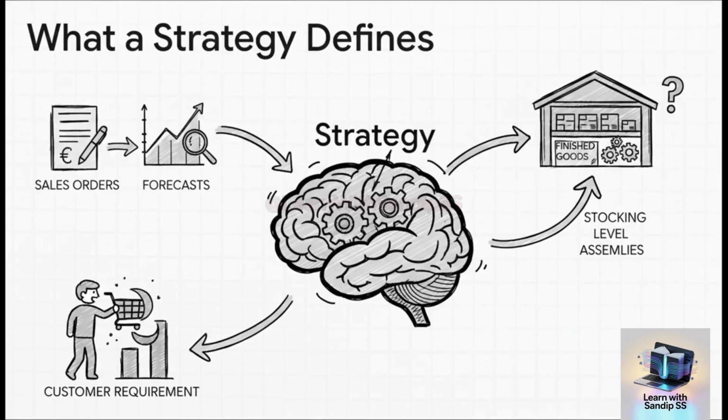So, what's the big takeaway here? The planning strategy is the absolute brain behind this whole process. It's not just some random setting, it's a huge decision. It defines whether you're building based on a forecast or for specific orders, where you're going to hold your inventory, and most importantly, exactly how real demand is going to consume your planned demand.